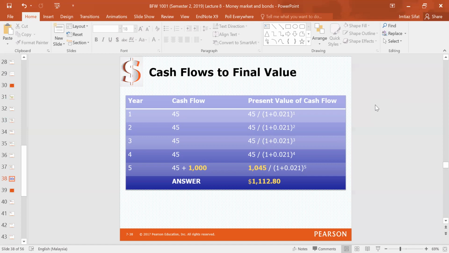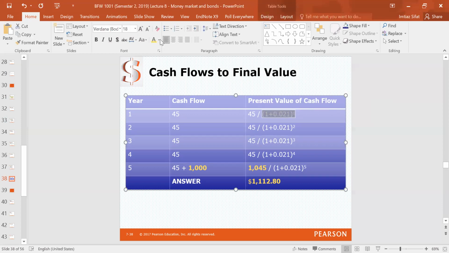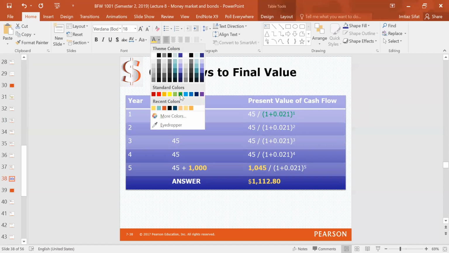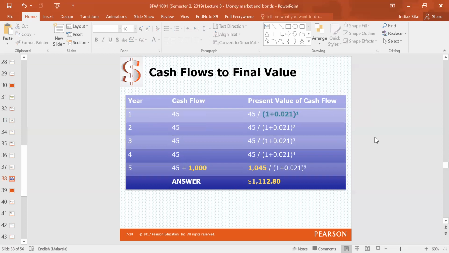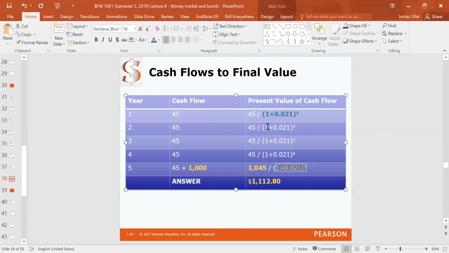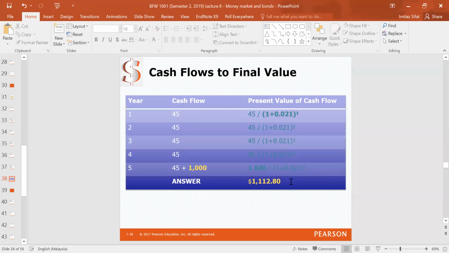Now you can solve this using your financial calculator if you have one, or you can also solve this manually. The slide on your screen gives you an idea of all the cash flows associated with this Toyota bond. We are simply discounting all the cash flows to their immediate present value. In year one, 45, we discount that using the 2.1%. We keep doing that for all the years. Except for year number five, we have both $45 and $1,000. So we discount that into the present value. So when we add up all the present values of the cash flows, CF1 all the way to CF5, we arrive at the answer of $1,112.80. So that is a typical example of how to value a bond.